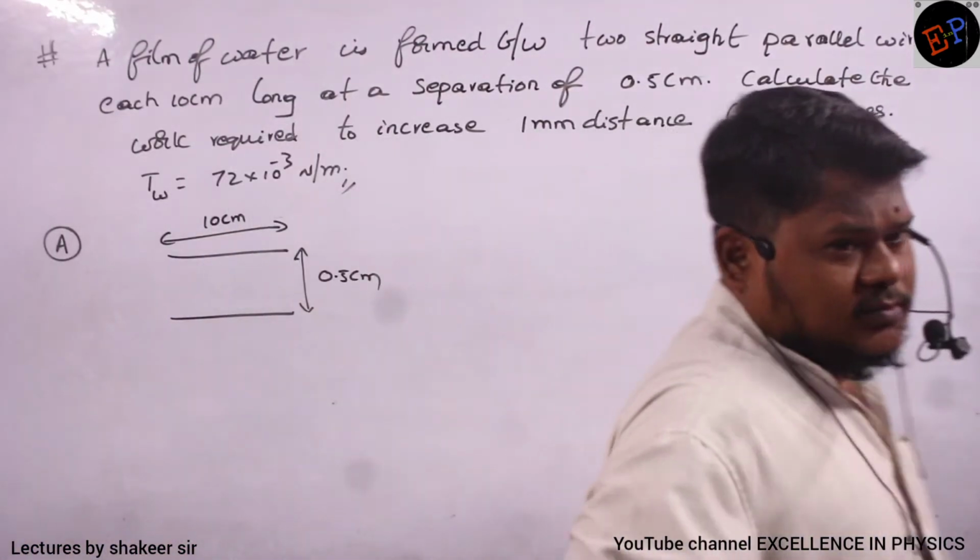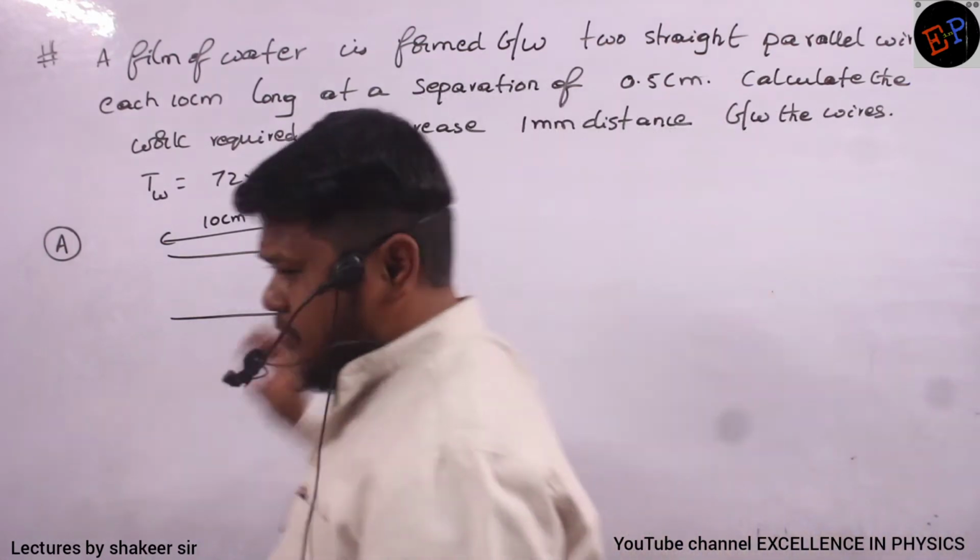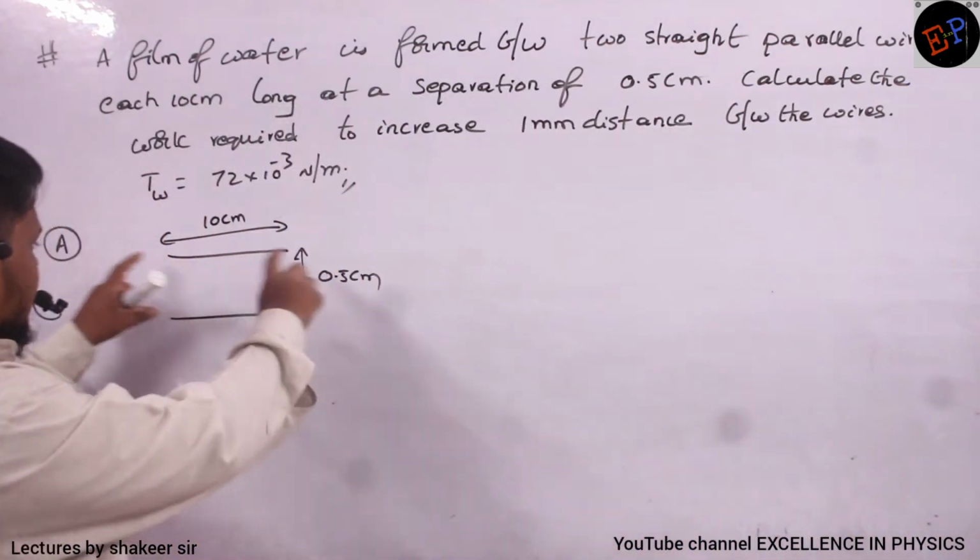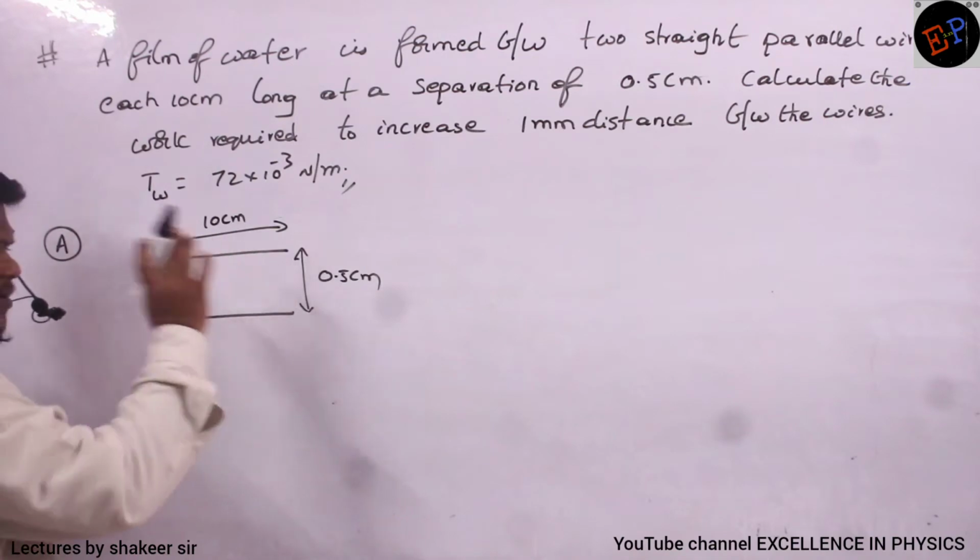So these are two parallel voids, two parallel wires, in which a soap film was formed.